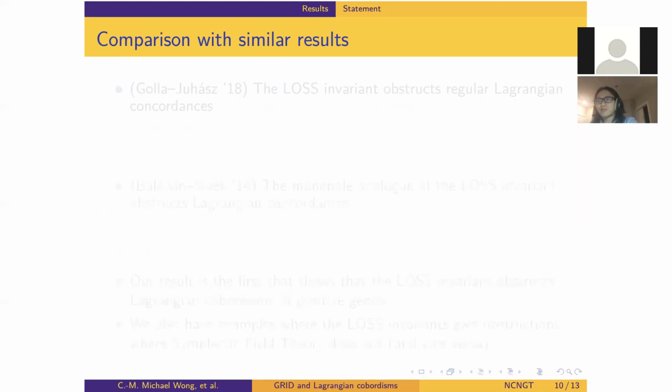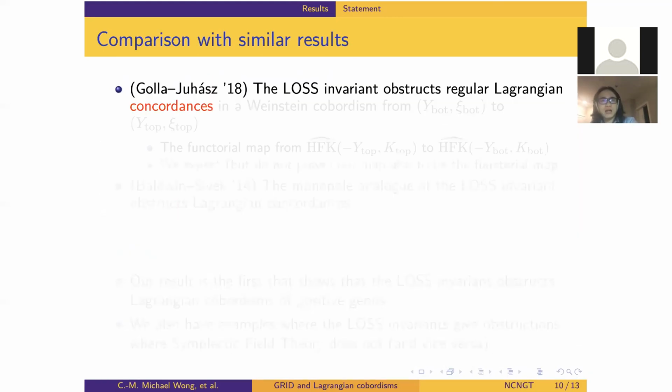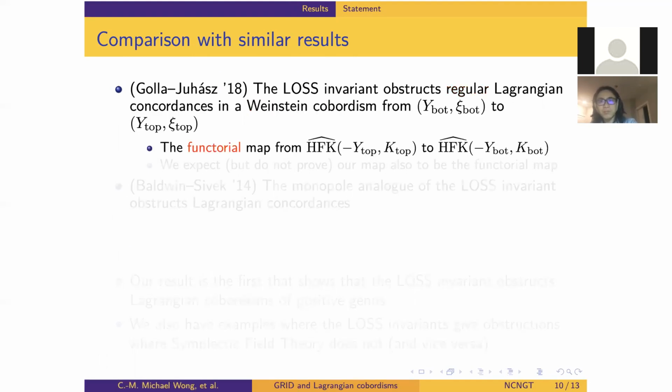There are other similar results. First, there's a result by Golla and Juhász that shows that the LOSS invariant obstructs regular Lagrangian concordances in a more general setting, Weinstein cobordisms. And the map they showed is functorial. We expect our map also to be functorial, but we didn't prove it.